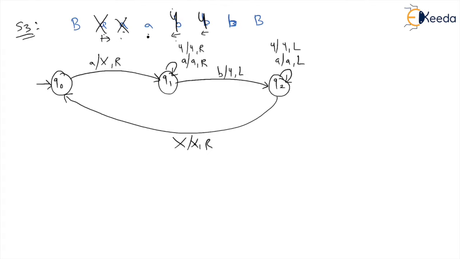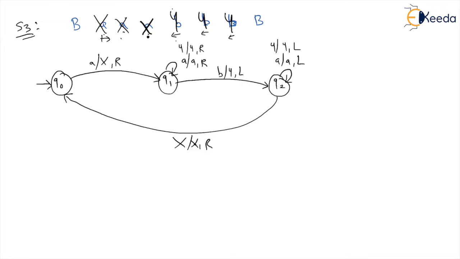In Q0 state, on receiving an input symbol a, you make it as X and move to the right to Q1. In Q1, for all the Y's, you are going to bypass them and move to the right. For all the a's, you are going to bypass them and move to the right. So we don't find any a's over here, but all the Y's in Q1 will be bypassed. And in Q1, when you get a small b, you are going to turn it to capital Y and move to the left. Now when you move to the left, in Q2, you get a lot of Y's which will be bypassed, and you don't get any a's over here, but directly you are getting an X.